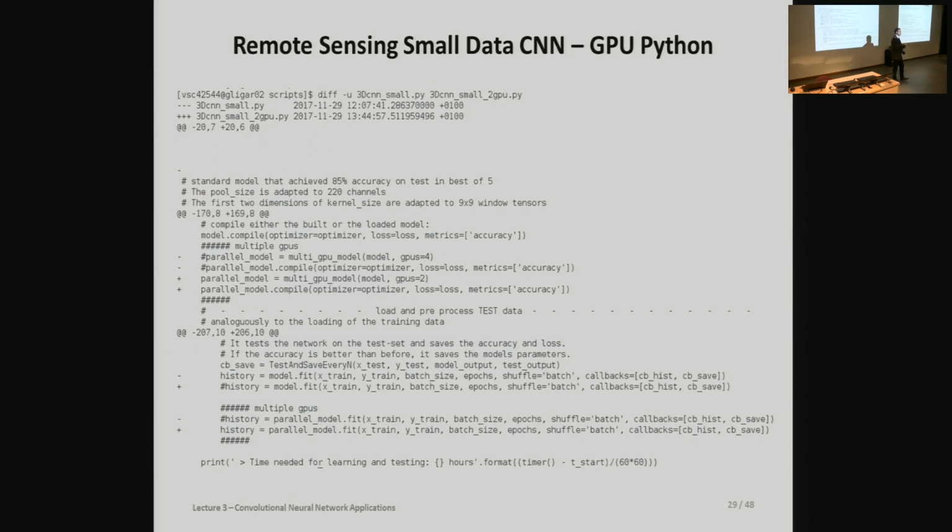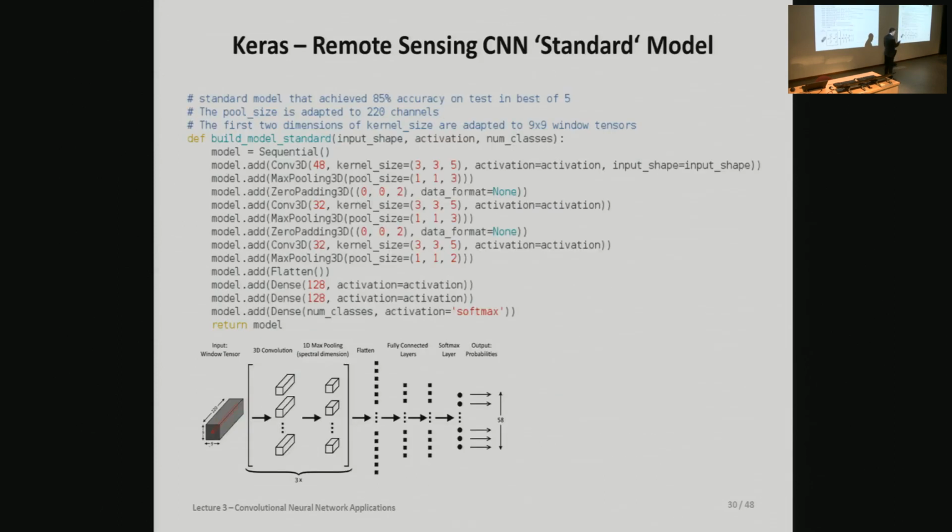But once you move to the GPUs, you see here, you have to do some changes. So let's look at the model in terms of Keras. Now it's getting interesting. But on the other hand, I think you will agree with me, it looks quite obvious in a way. We create again a kind of model function that takes the input shape, the activation function, the number of classes.